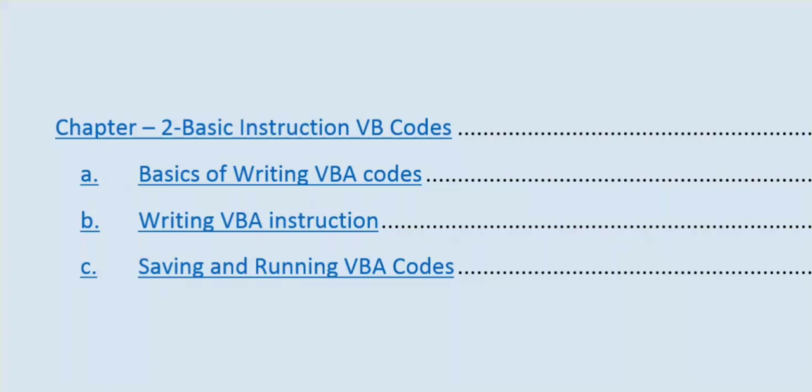In chapter number 2 for Visual Basic for Applications, we will be going through the basics of writing Visual Basic application codes. Then we will go through writing Visual Basic instructions to be followed. And then the last one will be how to run and save the VBA codes.